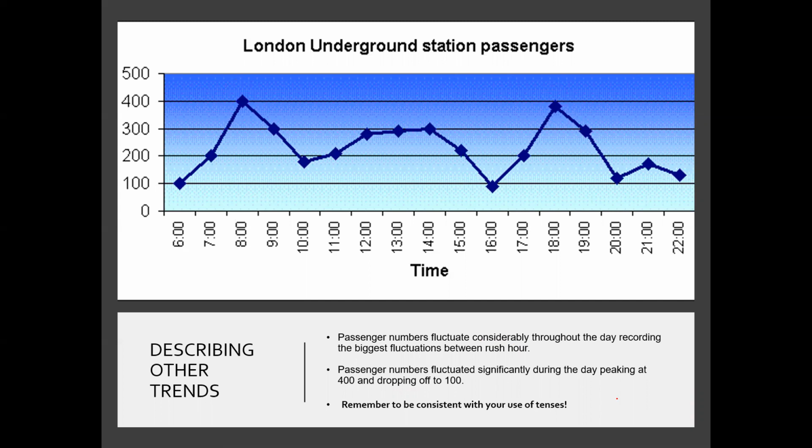Okay. The next one is you can say about the conclusions. That is, passenger numbers fluctuate considerably throughout the day, recording the biggest fluctuation between rush hours. Di sini ada fluktuasi. Fluktuasinya lumayan signifikan. Selama kapan? The day. Lalu poin tertingginya di mana? Between rush hours, gitu. Atau you can say the exact number. Passenger numbers fluctuated significantly during the day, picking up from 100 and dropping off to 100. Nah, di sini fluktuasinya signifikan, dari angka yang paling tinggi adalah 400 and dropping off jatuhnya adalah di 100.